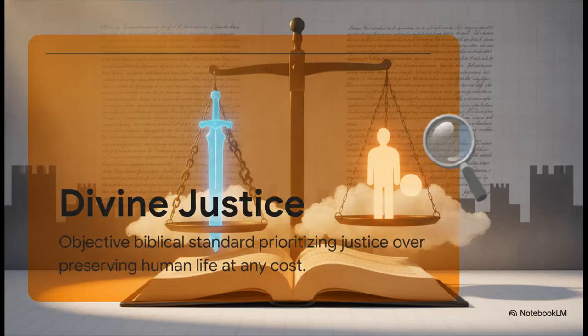Moving on to section 2, defining divine justice. Now, this source fundamentally redefines what we typically hear in modern conversations. According to this framework, divine justice is the objective moral standard derived entirely from Scripture. And crucially, this is a big one, this standard prioritizes the preservation of justice over the mere preservation of human life at any cost. This is a massive departure from secular humanism, really establishing that in this worldview, moral rightness is absolutely not the same thing as absolute pacifism.